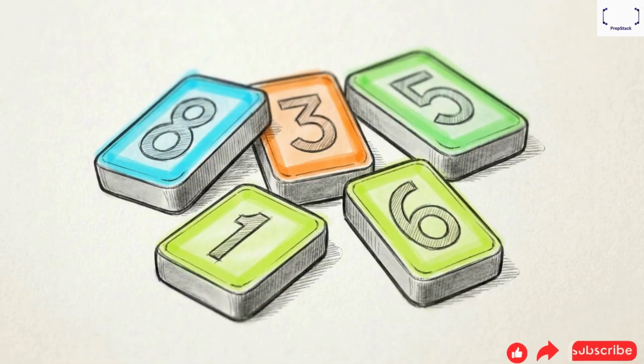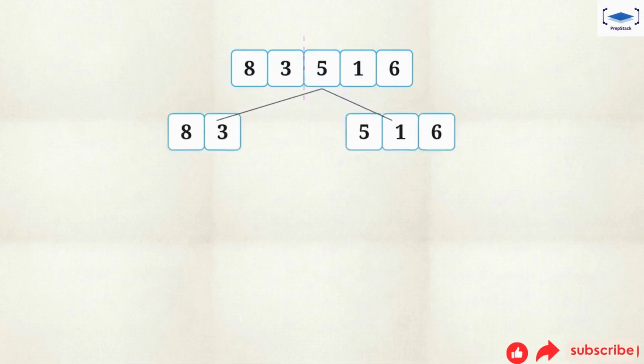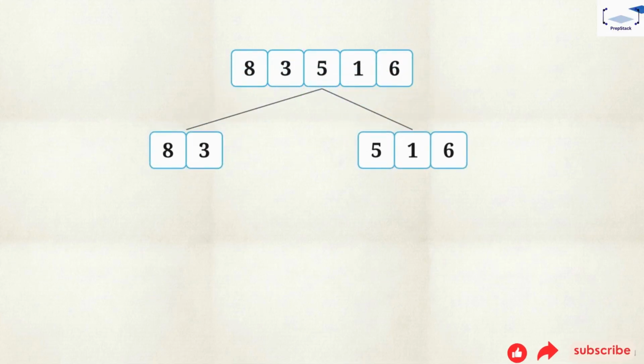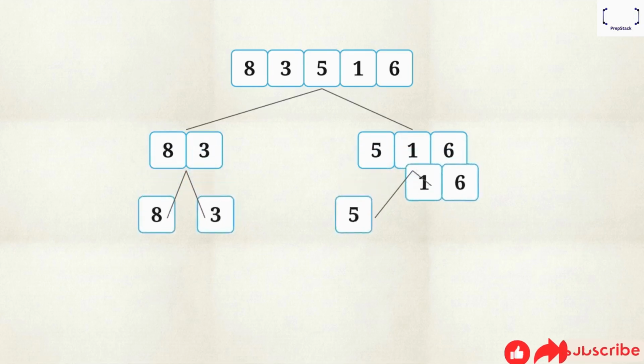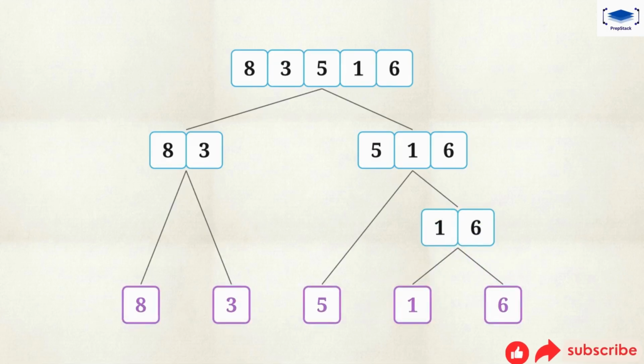Let's see how a computer uses this strategy to organize a messy list of numbers: 8, 3, 5, 1, and 6. Looking at this digital array, the algorithm splits the group directly down the middle. One block gets 8 and 3, another gets 5, 1, and 6. The computer repeats the splitting process over and over, breaking them apart until every single number stands alone.